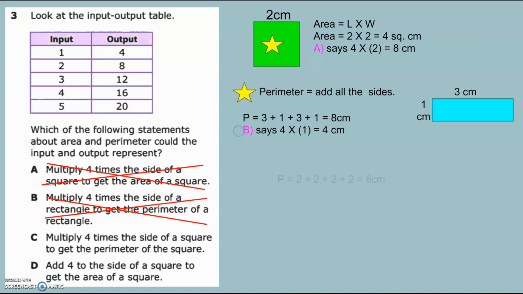I'm going to first find the perimeter of my square. Looking at that green square, my side is 2, so it would be 2 on the top, 2 on the bottom, 2 on the sides. So it's 2 plus 2 plus 2 plus 2 equals 8 centimeters would be the perimeter.